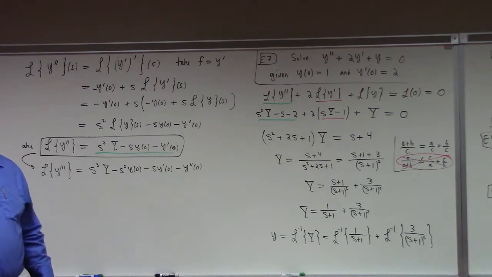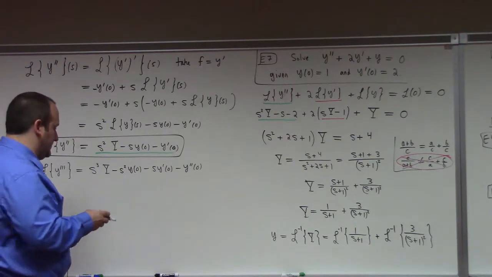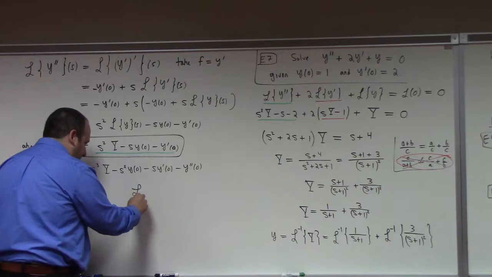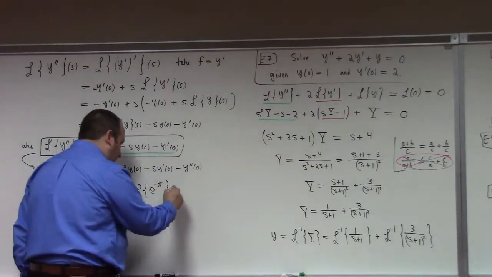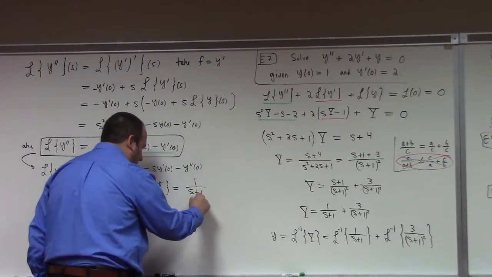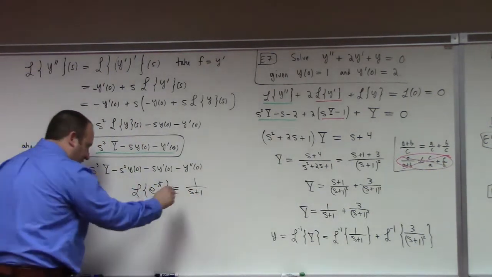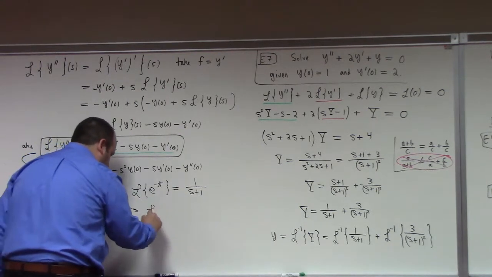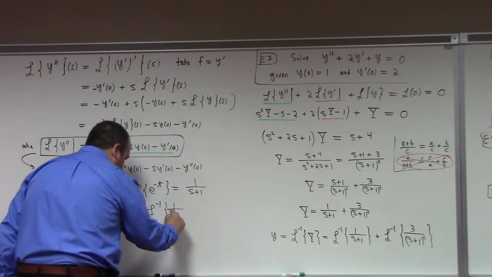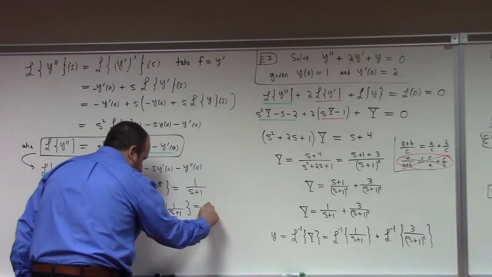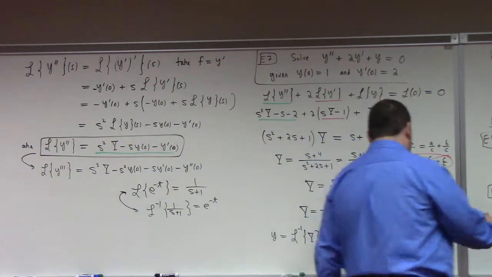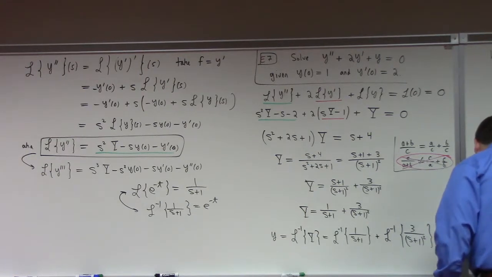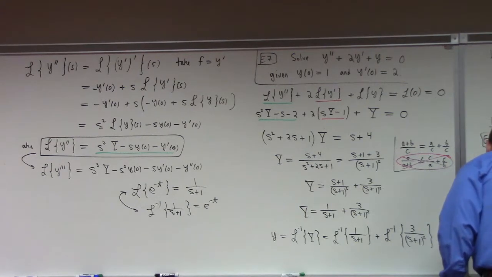So what's the inverse Laplace transform of 1 over s plus 1? Well, here's the way that works. The Laplace transform of e to the minus t, right, is 1 over s plus 1. So this says that the inverse Laplace transform of 1 over s plus 1 is actually equal to e to the minus t. So what we get is that y is equal to e to the minus t.